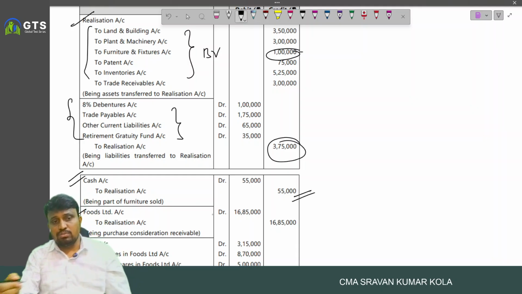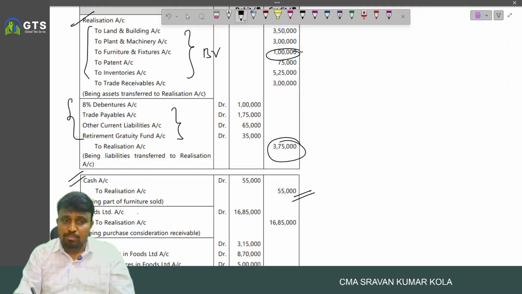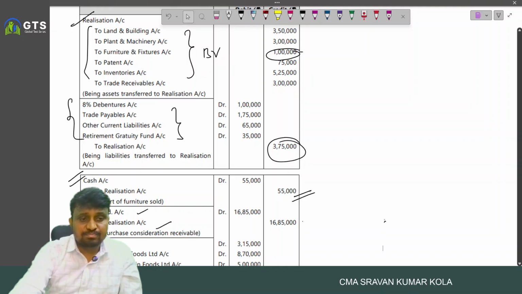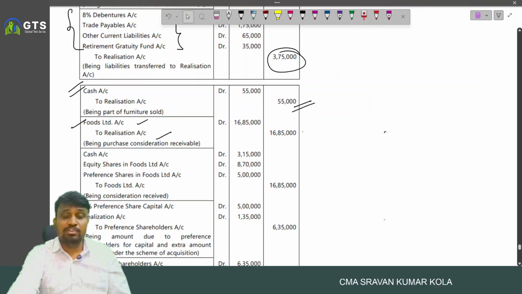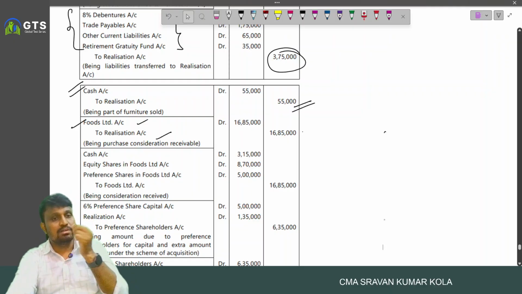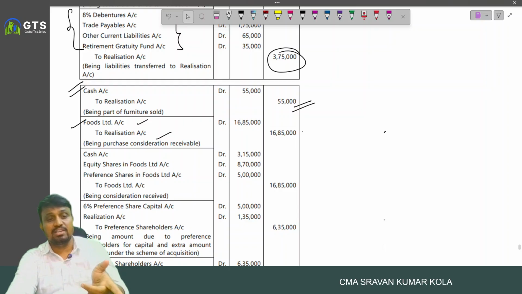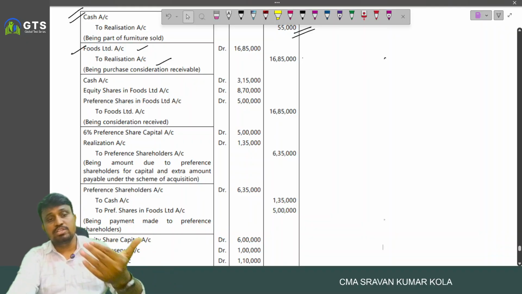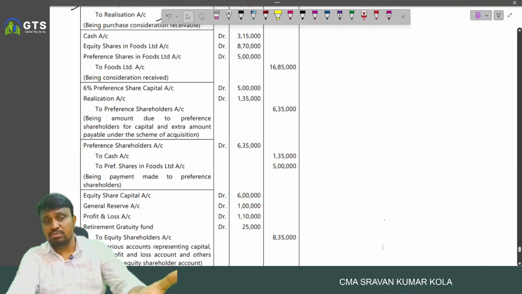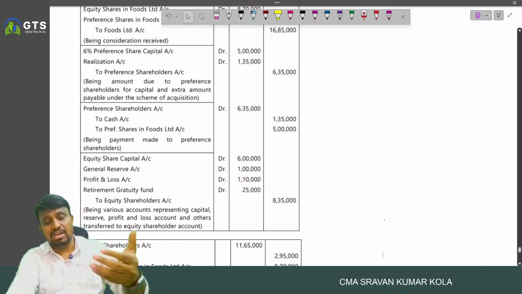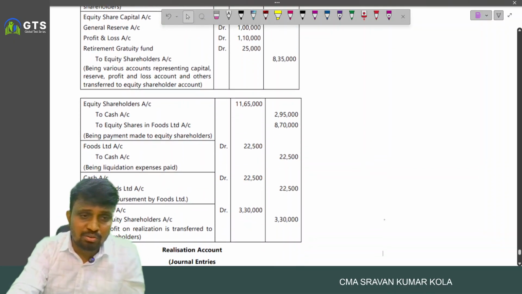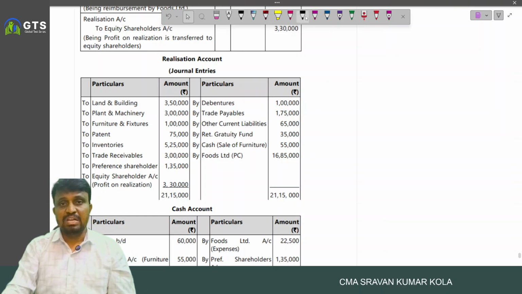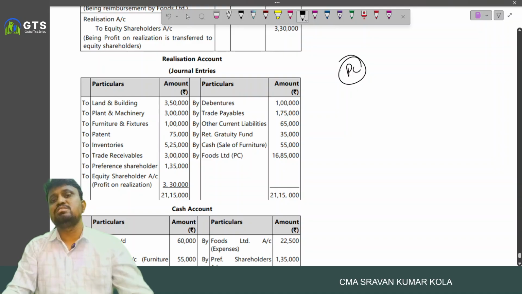And for the purchase consideration receivable, Food Limited account is debited to realization. And when the purchase consideration is received, cash account, equity shares of Food Limited account and preference shares of Food Limited account are debited to Food Limited account. So we have to settle the preference shareholders and the equity shareholders. Before settling the equity shareholders, we have to calculate realization profit or realization loss and adjust it. And this is the realization account and cash account. And the most important thing is the purchase consideration.